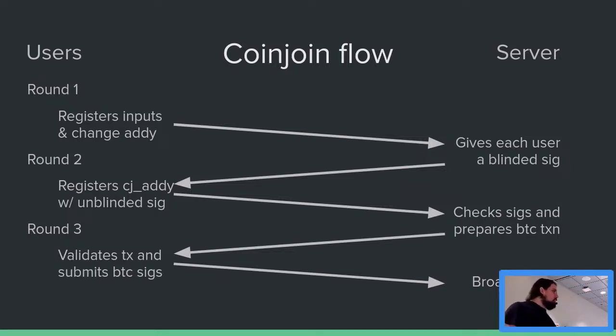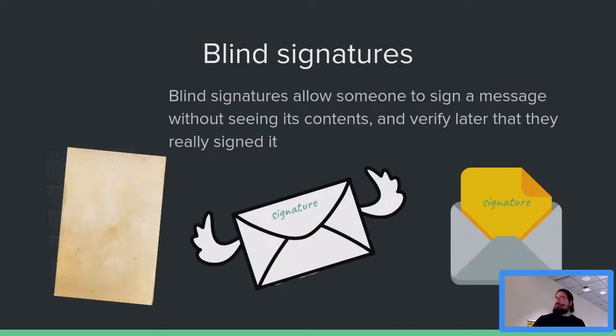And the change address is toxic here, but that's fine. It's already toxic in a normal CoinJoin. So the server can actually see exactly which change output everyone's getting, but that's fine. Everyone on the blockchain can see what change address goes with which inputs. Once the server has the inputs, he gives them something called a blinded signature. And if you've never heard of blinded signatures, let me tell you a little bit about them. Blinded signatures allow somebody to sign a message without seeing its contents and verify later that they really signed it.